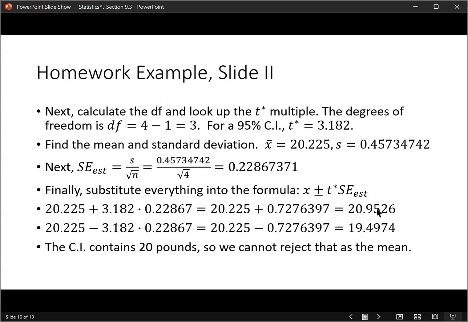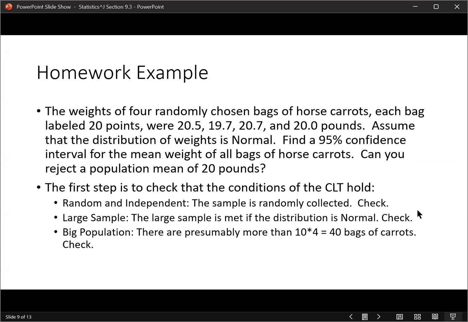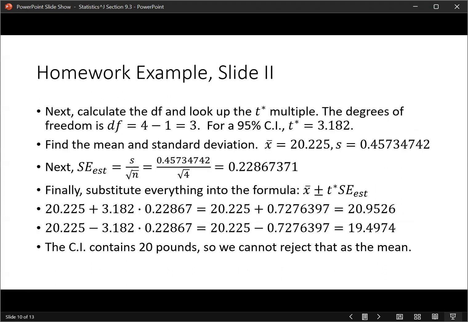Okay, so that's our interval. It goes from here to here. This is the bottom end of the interval. This is the top end of the interval. So the question is, can you reject a population mean of 20 pounds? Can you say definitively that the population mean is not 20 pounds? If this is your confidence interval, then no, you can't. Why can't you? Because 20 pounds is in your interval.